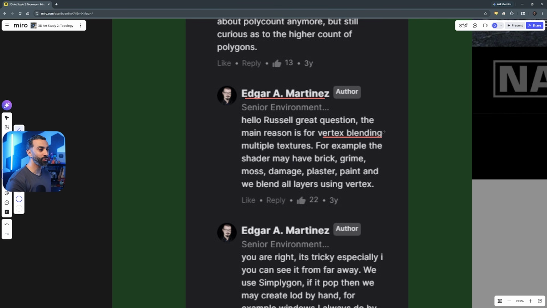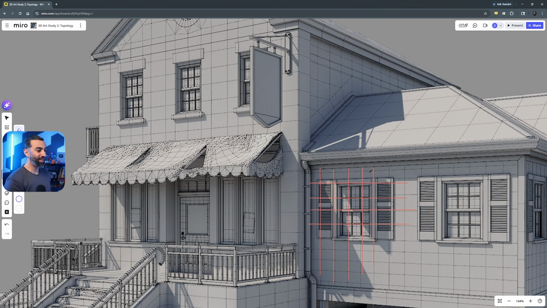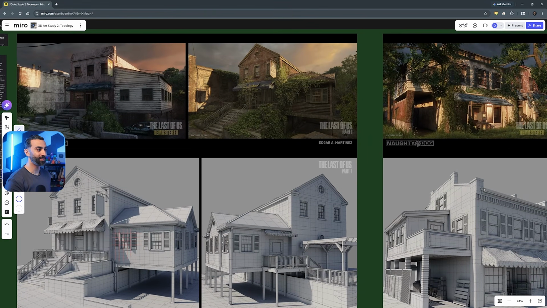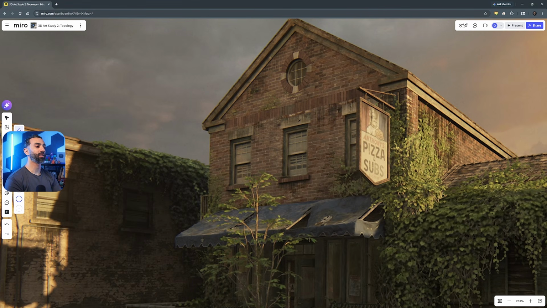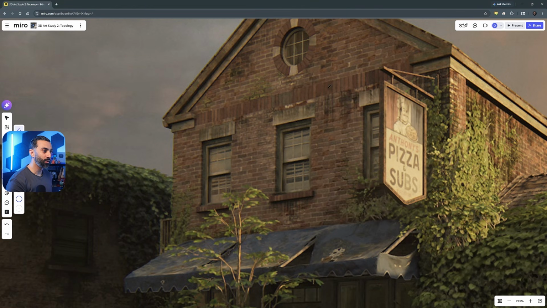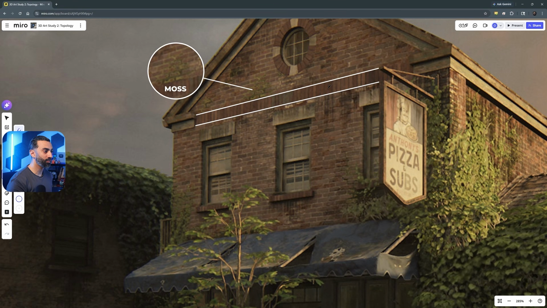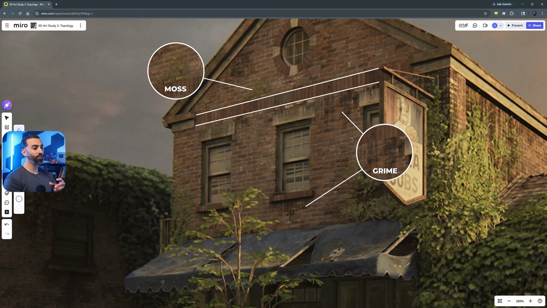He said, this is for vertex blending, multiple textures. They're using a shader that has brick, grime, moss, damage, plaster, paint, and they blend all those layers using vertex. So in order to blend all these different layers, you need vertices. If we look at this, now we're looking at exactly what he's talking about. We are noticing we have brick here, we have some moss here, we have some grime now. And this is an amazing technique to get a lot of texture information from your 3D geometry.